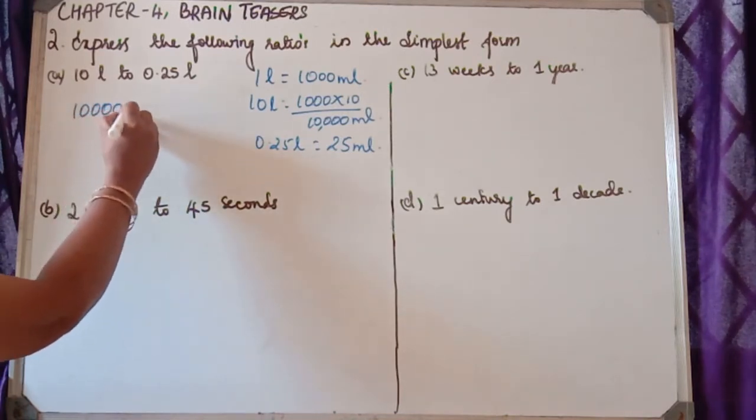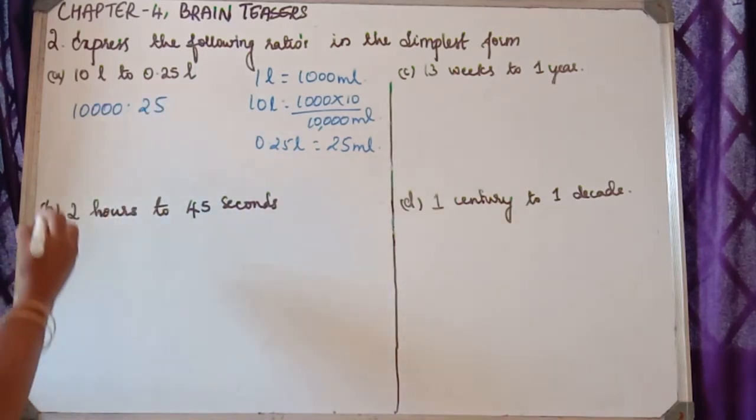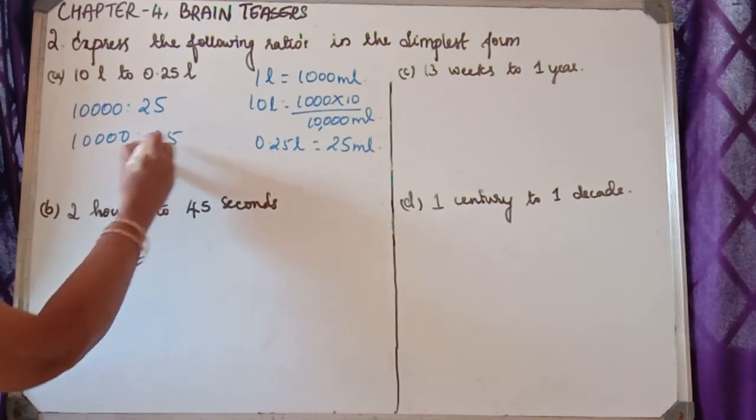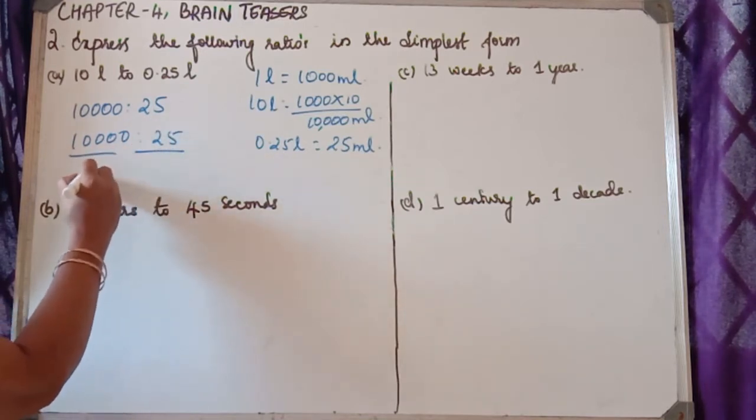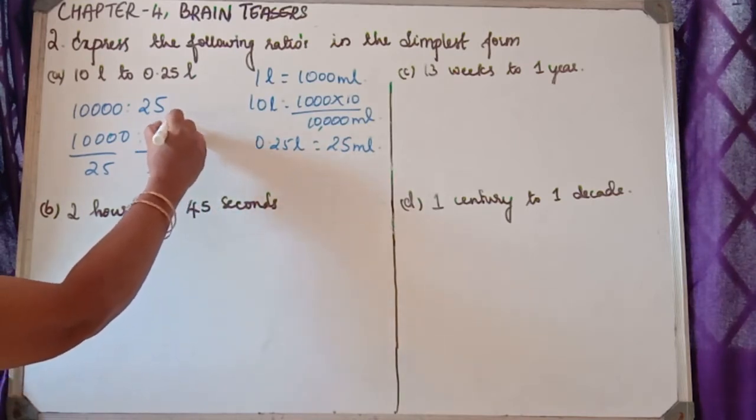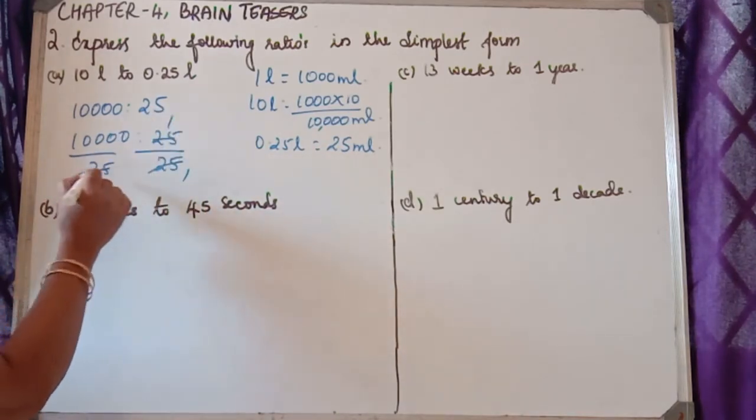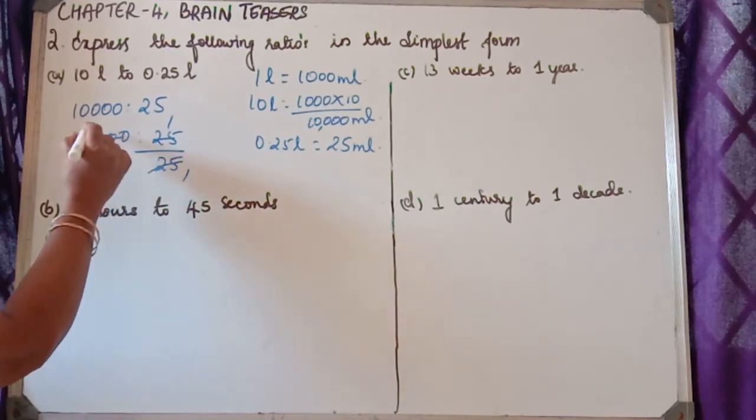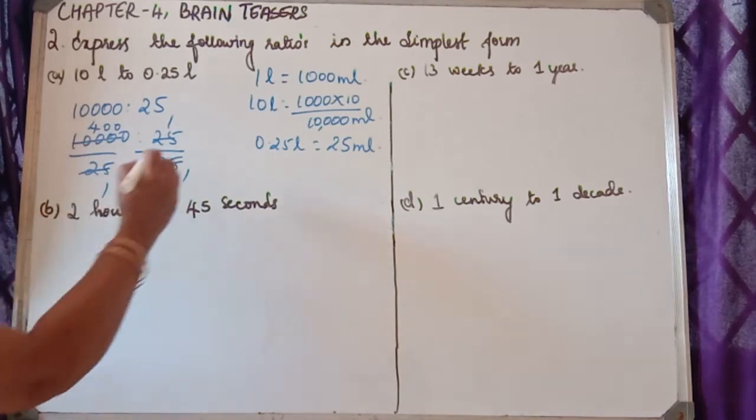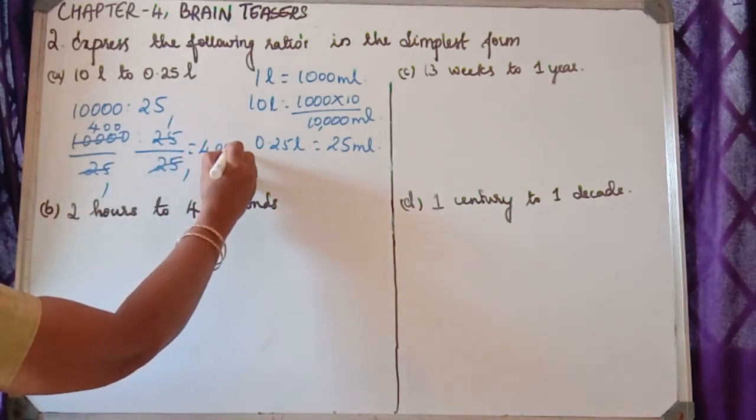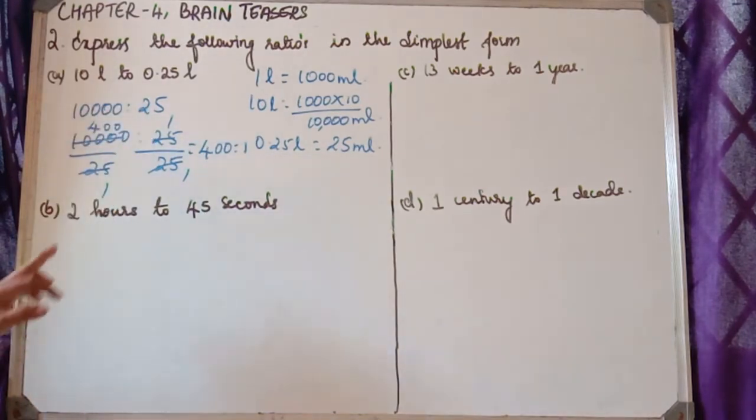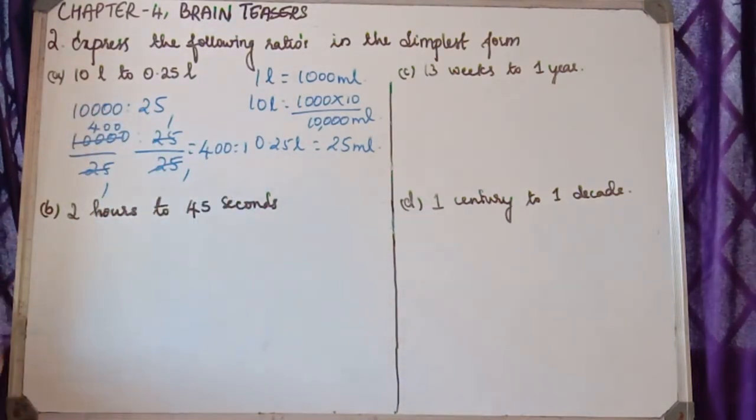10,000 is to 250. Shall we reduce it to the simplest form? 10,000 is to 250 divided by 25. 25 ones are 25. 25 ones are 25. In 100 we are getting 4, 25 4s are 100. We have to write these two zeros. Now what is the ratio? 400 is to 1. 10 liters to 0.25 liter is equal to 400 is to 1.